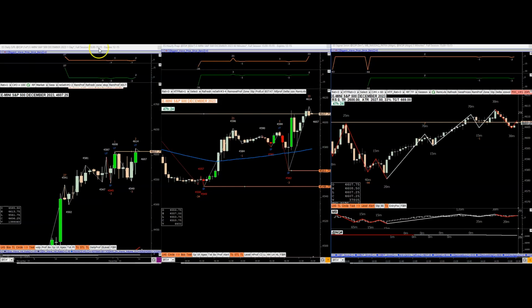We'll just go over the ES and crude. You should be able to see these charts very easily. It's the daily, then the hourly, and then the 5 minute. So I'm keeping it really simple.